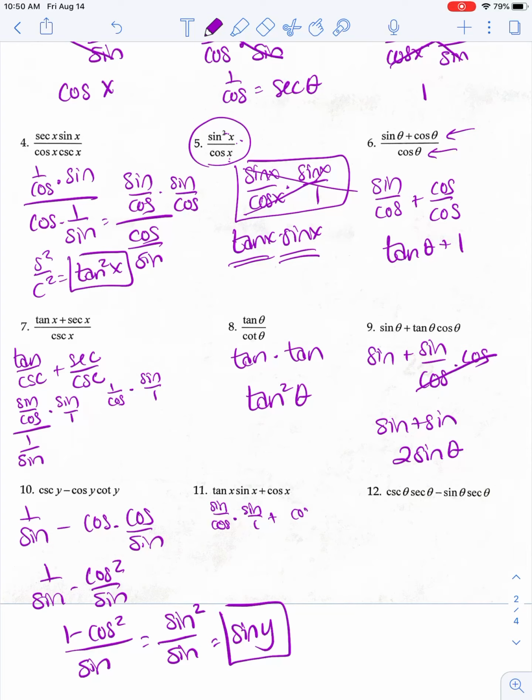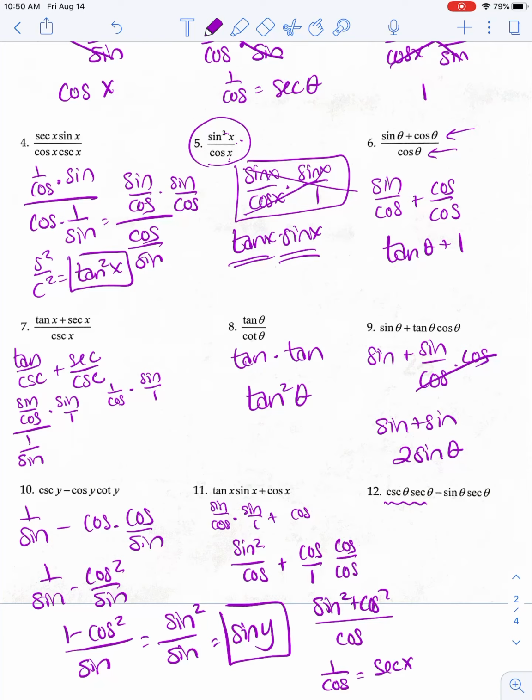Sine over cosine times sine over 1 plus cosine. So sine squared over cosine plus cosine over 1. So I'm going to give him a cosine over cosine. So sine squared plus cosine squared over cosine, which is 1 over cosine because of the Pythagorean, which is secant. And again, I know I'm going fast. This is a review, but feel free to pause it if you need to digest it.